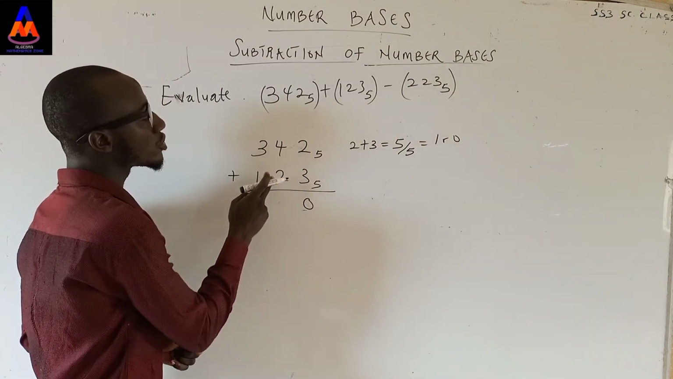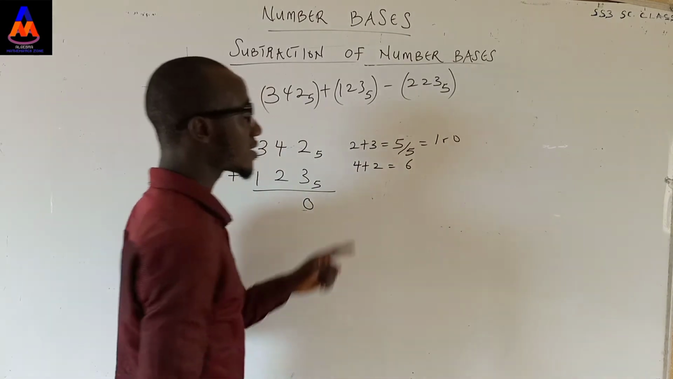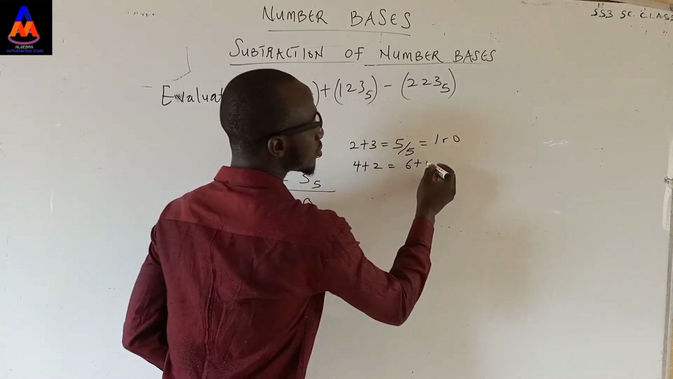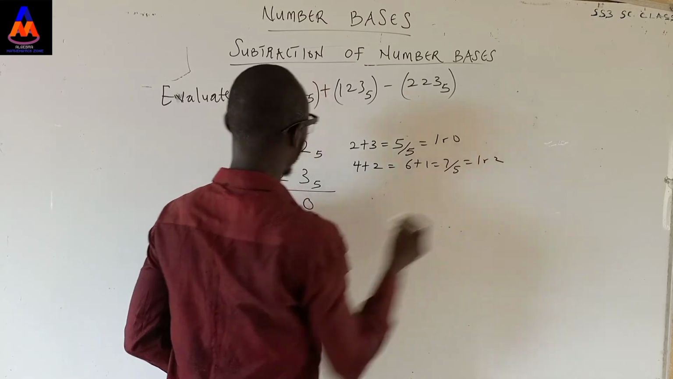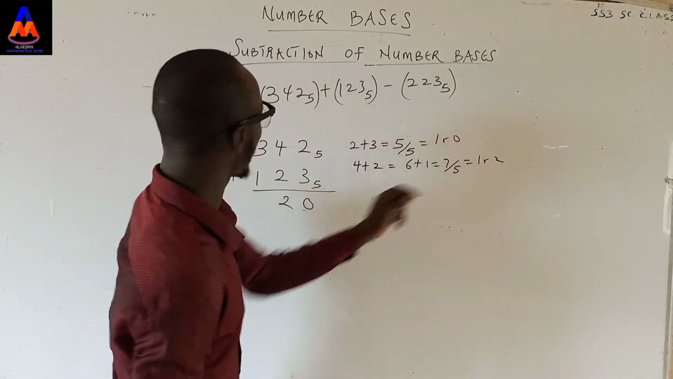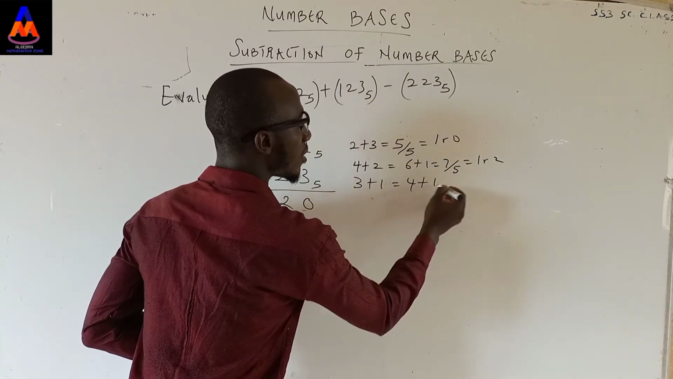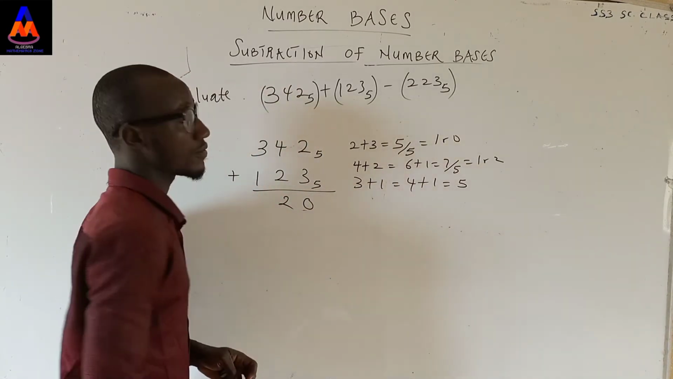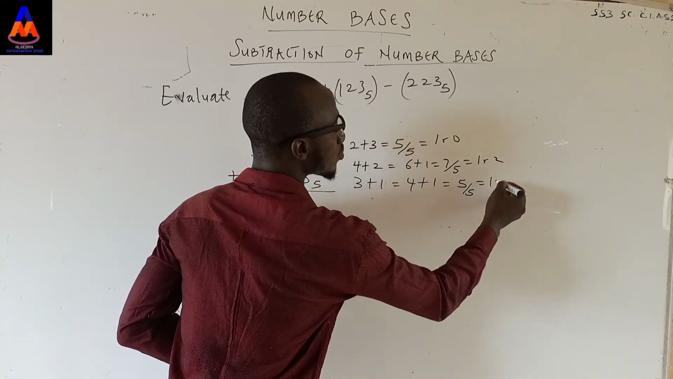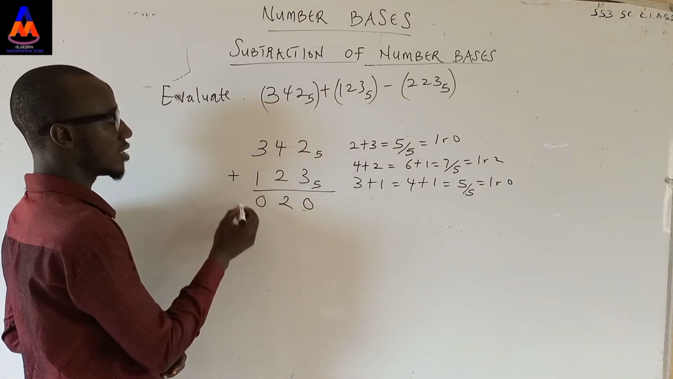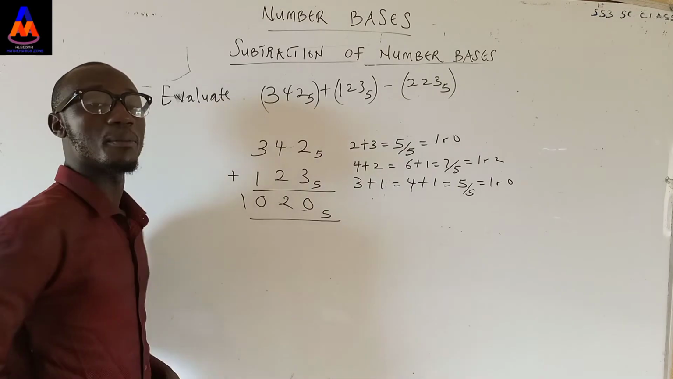Then we have 4 plus 2 is 6. Then that 6 plus the carried 1 is 7. That's 7 divided by 5, which is 1 remainder 2. You write the remainder here. Then we go to the last one. 3 plus 1 is 4. 4 plus that 1 here is 5. We can't write 5. So that's 5 divided by 5, which is 1 remainder 0. We write the remainder, then you have the 1. This still gives us an answer in base 5.